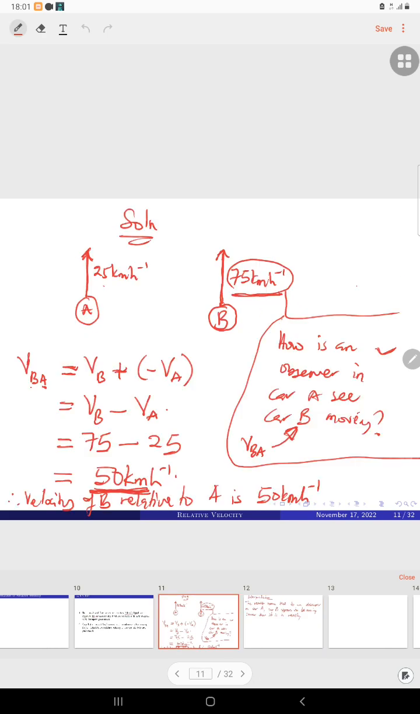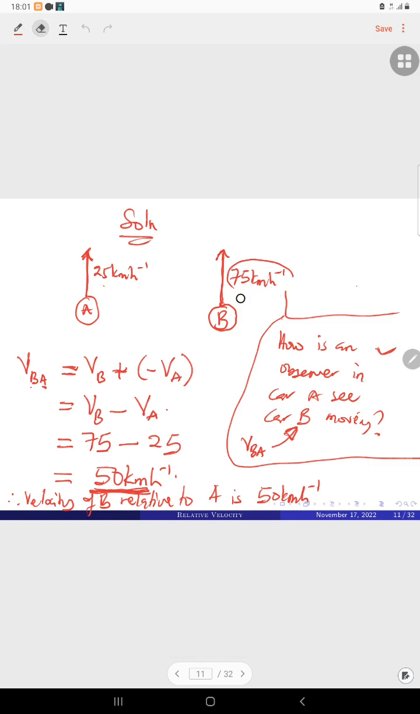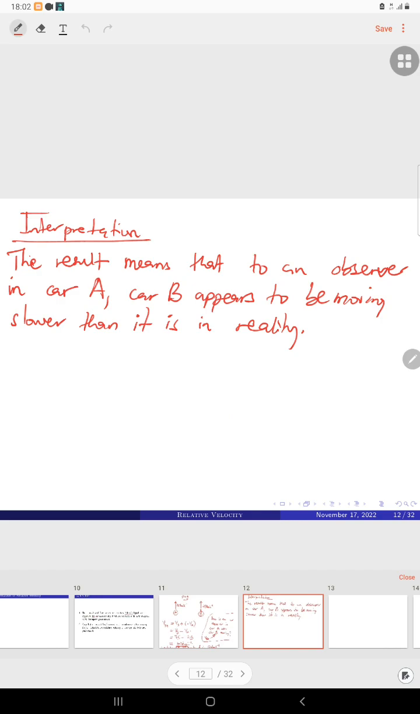Great. In reality, car B was moving with 75 kilometers per hour. But when you find the velocity of B relative to A, we get 50. So you could see that to car A, B will appear to be moving slower. But it is not this 50 that it is moving with in reality. It is moving with 75. That is the meaning of what we have done here. I hope you are following.